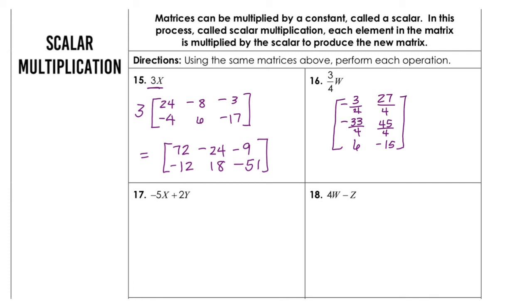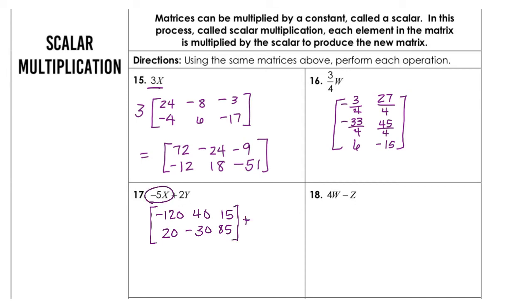All right, for number 17, you've got a couple of steps here. The first step, you're going to multiply negative 5 to your matrix X, and then you're going to multiply 2 to your matrix Y, and then you're going to add those together. So negative 5 times matrix X, you've got negative 120, you've got 40 and 15, and then we're going to come back to our next row. You have 20, negative 30, and 85. So that's all of this.